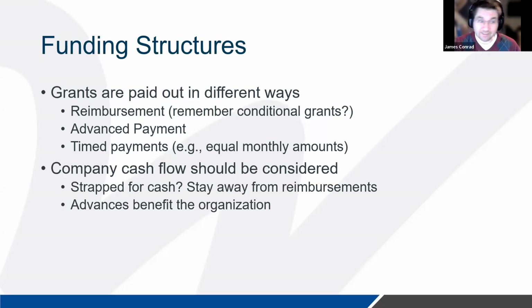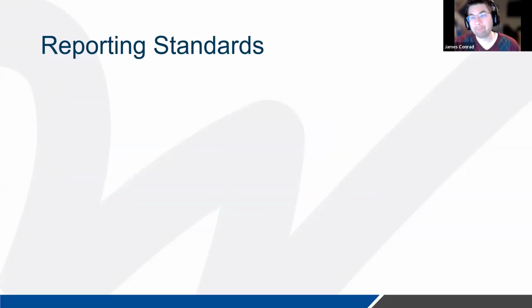And as I mentioned, like with the advance payments, your company cash flow should be considered. If you're always strapped for cash and you're living hand to mouth and you are worried about making payroll, you probably don't want to have a reimbursement grant because you're going to be fronting that money for at least a month. And if it's a large grant and you only have $15,000 in the bank and you're waiting for a $100,000 payment, oh, good grief. That's just not going to work. Yeah, so advances are great because they help the organization out a lot.